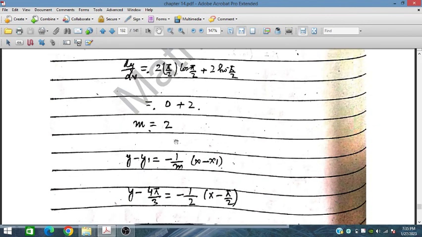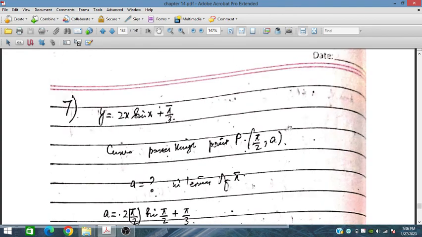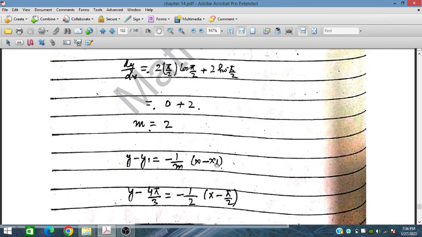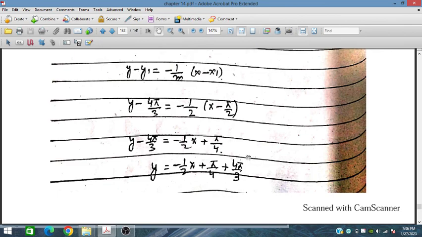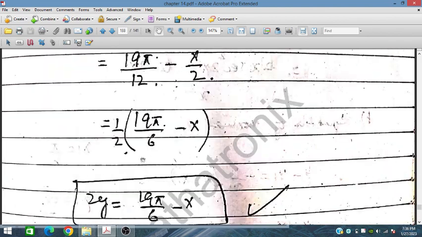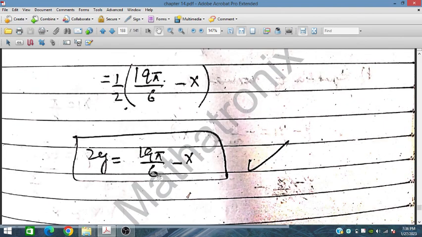Now, finding the normal equation: in place of m we will write the negative inverse of the gradient, minus 1 over 2, and x1 is pi by 2 and y1 is 4 pi by 3 as we have obtained earlier. We place these values of x1 and y1 here, and by simplification we have obtained finally 2y is equal to 19 pi by 6 minus x. So this is the simplified result.